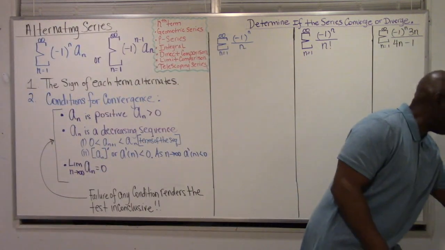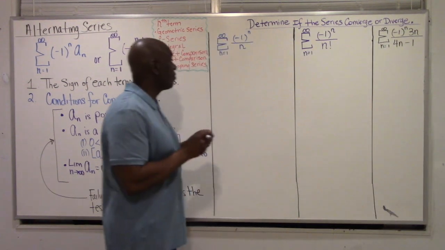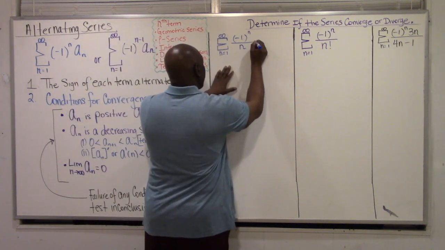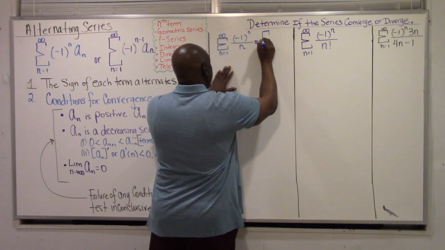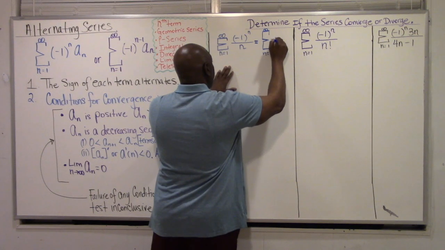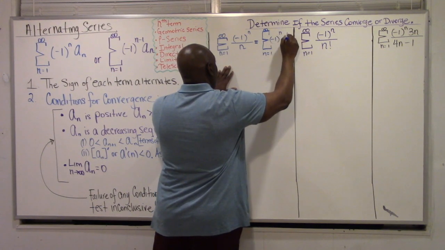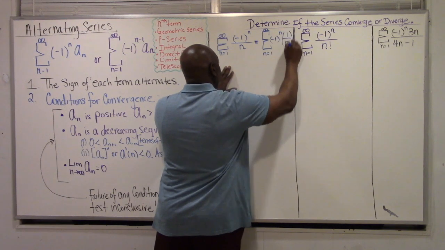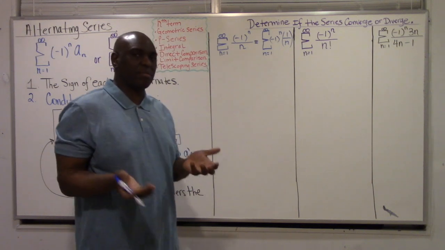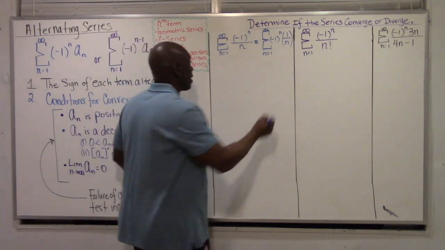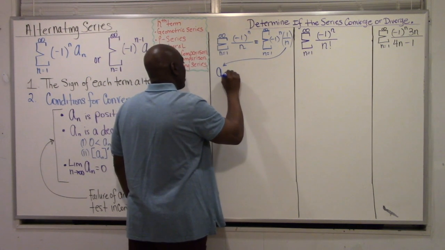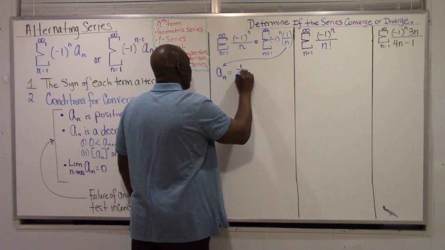Okay. Example 1. Here we go. The first thing I want to do with this series is rewrite it like this. So this equals the summation from n equals 1 to infinity of (-1)^n times 1 over n. Now this explicitly lets you know what a sub n is. All right? So this right here tells me that a sub n equals 1 over n.